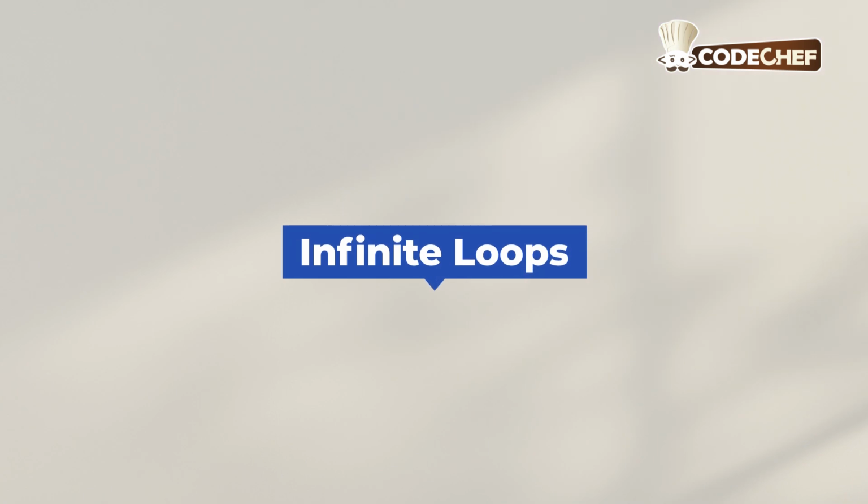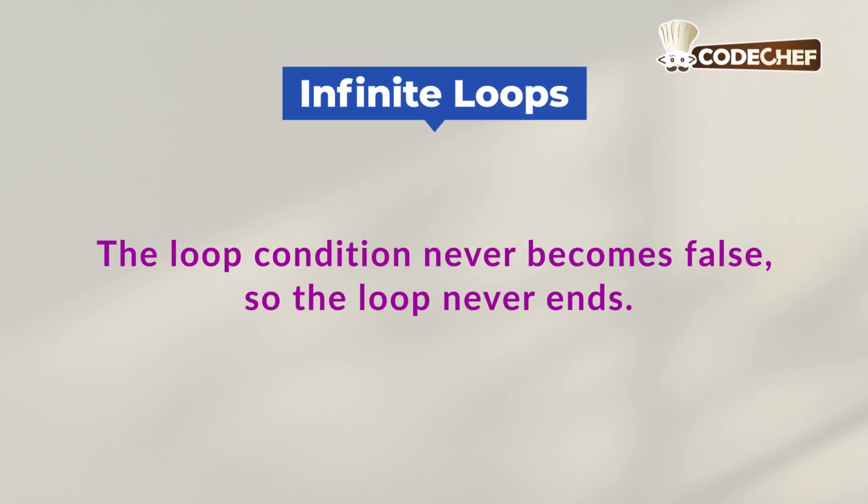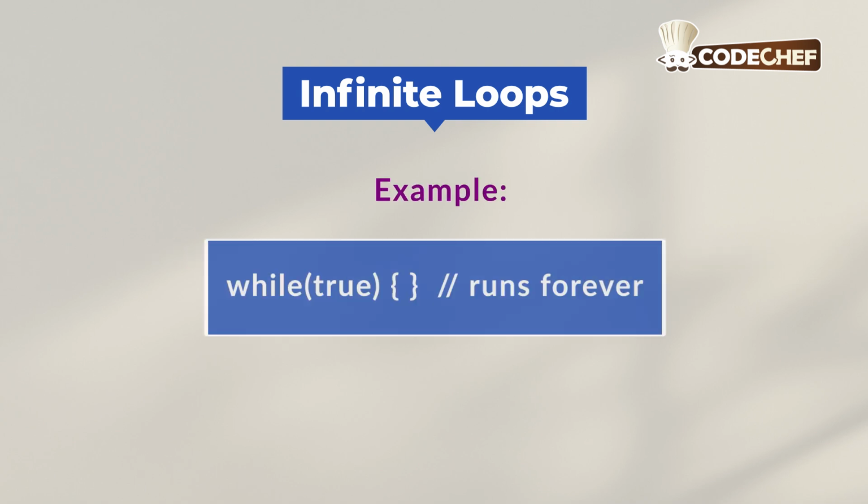Next is infinite loops. The loop condition never becomes false, so the loop never ends. A lot of times we give such a condition in the loop that it keeps running forever. For example, while (true) and then whatever code we write inside will keep running forever, because inside while we have written that the condition will always be true.